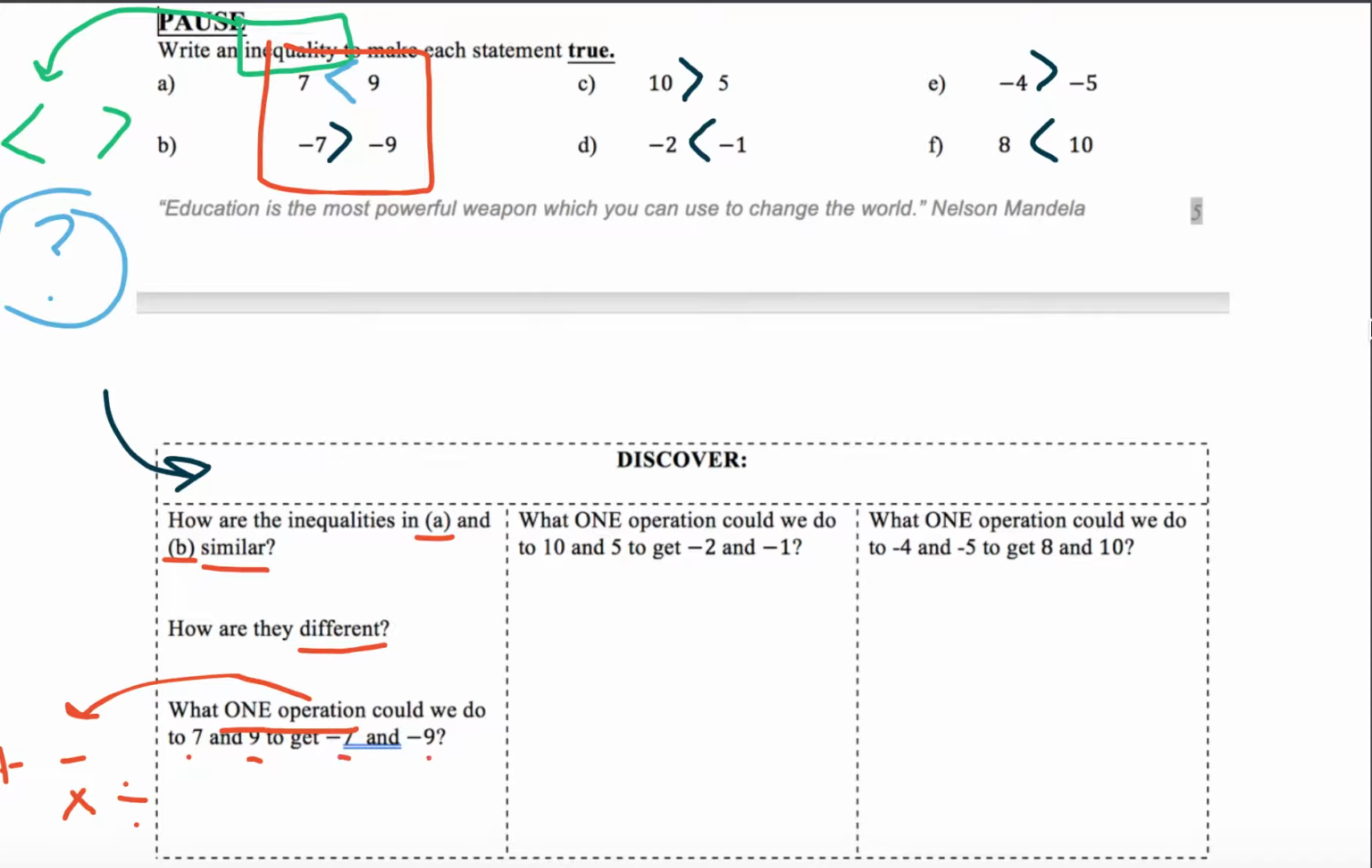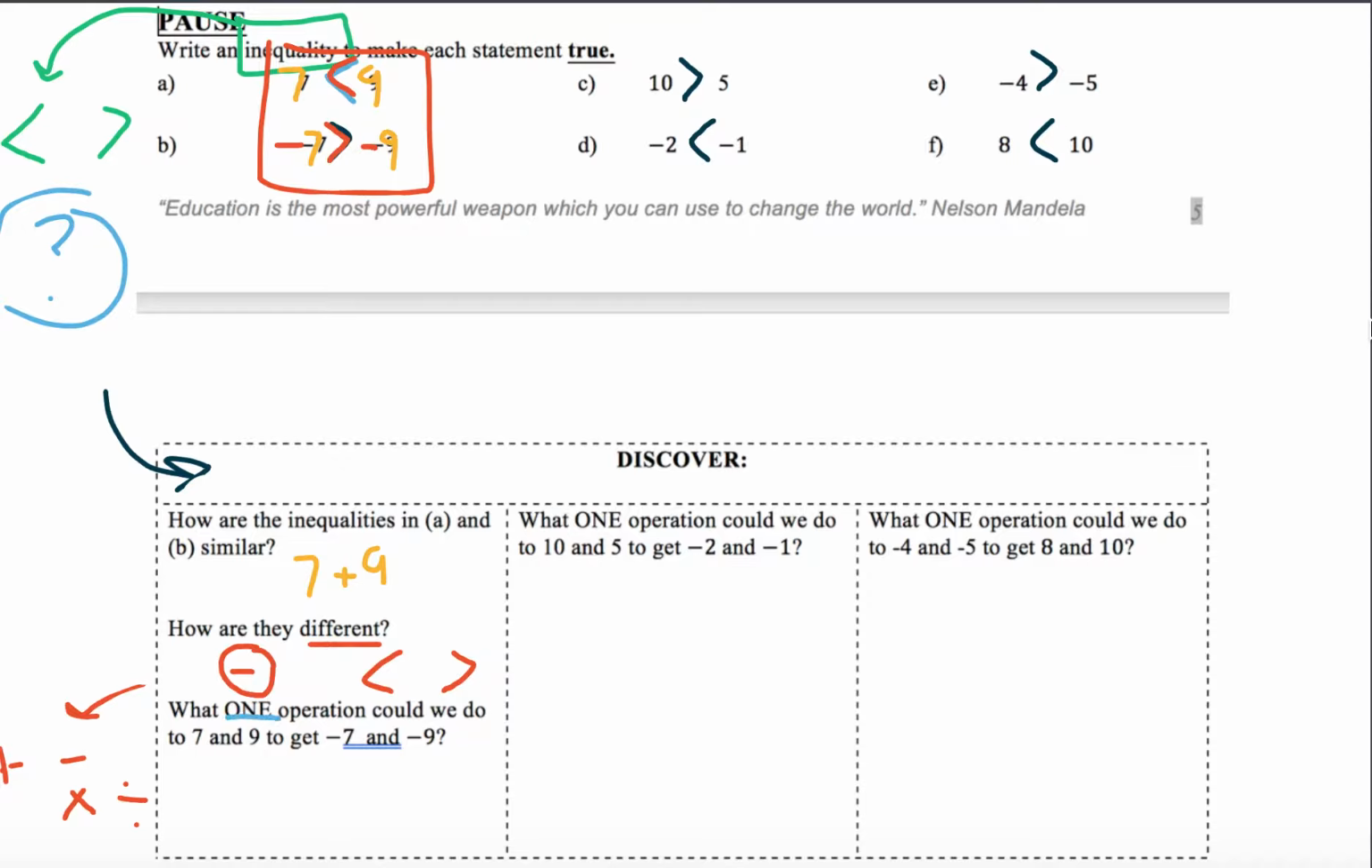So some things that you may have noticed: they're similar because they both have the numbers 7 and 9, but in B, both 7 and 9 were negative. Another way that they're different is that the inequalities are now flipping direction, right? So 7 and 9 were both the same, but they're different in that they have those negatives and then the inequalities flipped.